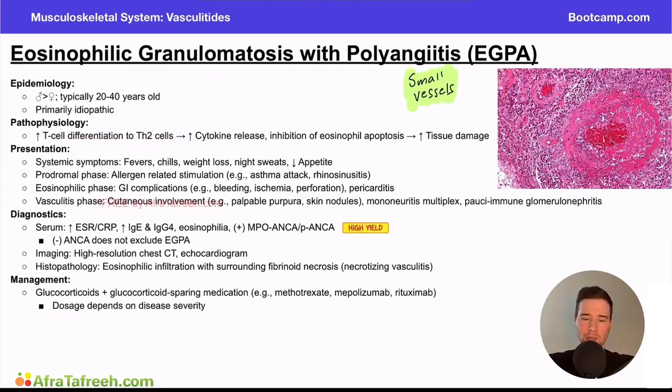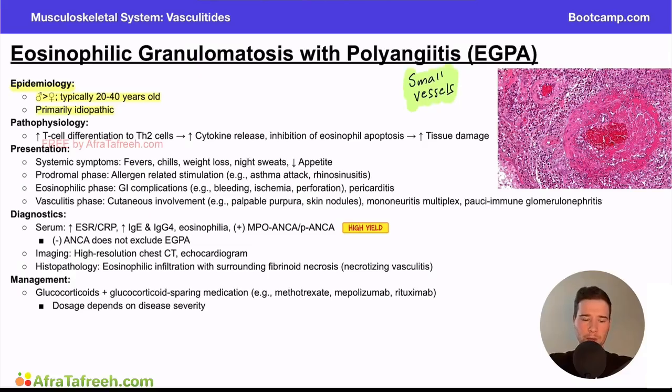So first, let's dive into the epidemiology here. And you can see that this is more common in men than women, and typically going to be in that 20 to 40-year-old age range. Primarily, this is an idiopathic condition. That is to say, we don't really know why it shows up, or there's not really any strong associated risk factors, but there is some suspicion that it might be related to asthma or Montelukast or some other things, but the research for this is still ongoing.